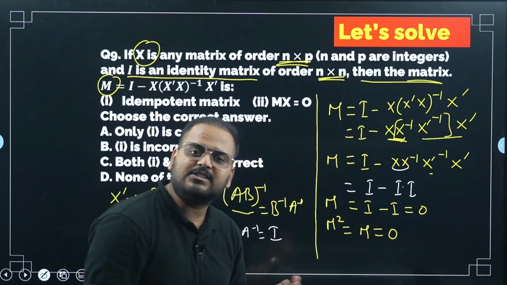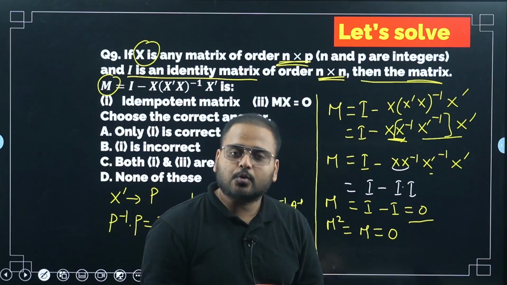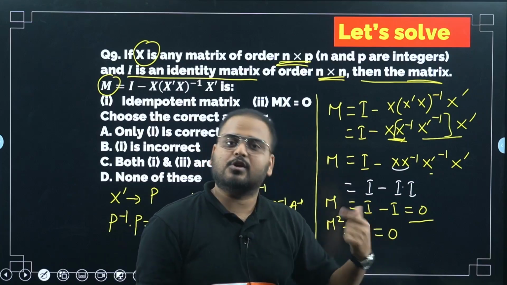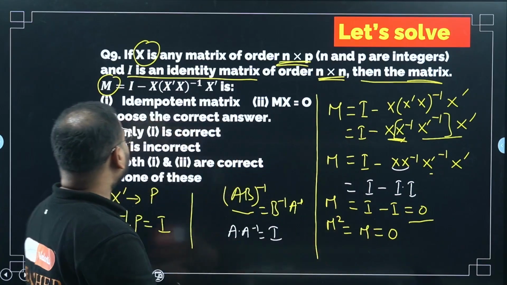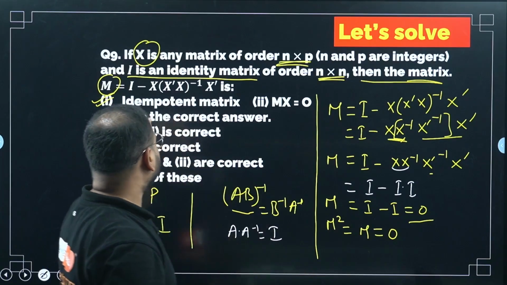If I take M as 0, then M square is 0, and I'm getting the M value as 0. So true, sir. M is 0, M square is also 0. So yes, it is an idempotent matrix.